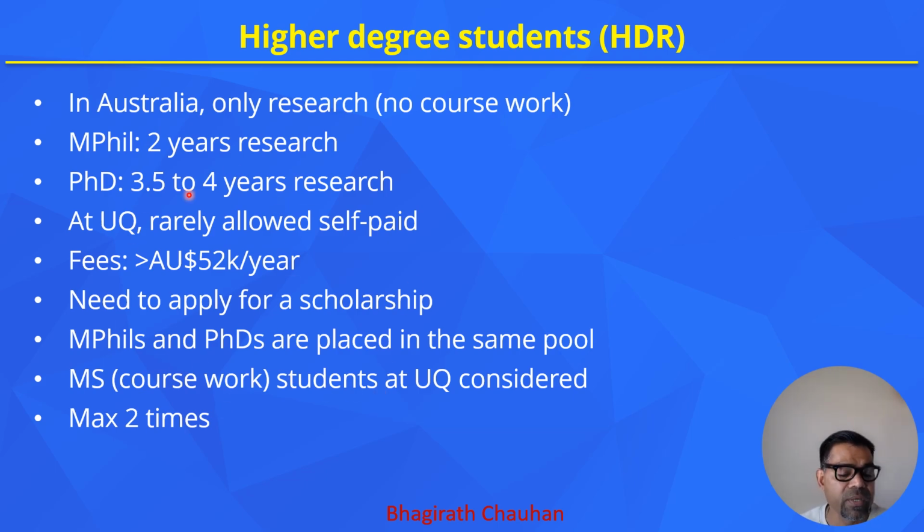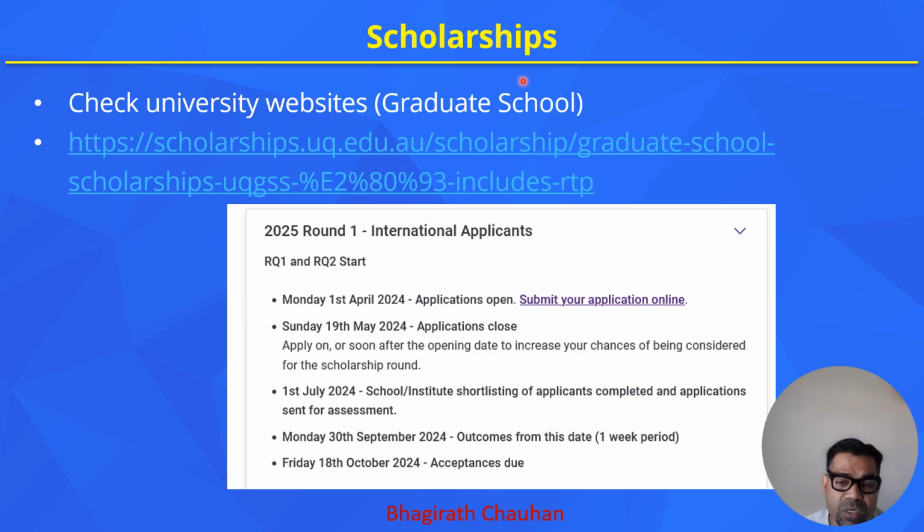Okay, I hope this is all clear now. It's all research based, MPhil versus PhD, and you need to apply for a scholarship. Now, for scholarships, you need to check each university's website, and usually they call it the graduate school. Here is the link for our UQ scholarship, which I just pasted for your information. This opened this April in 2024, for students who will start in what is called research quarter one. There are 4 quarters in a year: January to March, April to June, July to September, and October to December, which is the fourth quarter. This opened on the 1st of April, just as an example, and the last date was the 19th, so you had around 6-7 weeks.